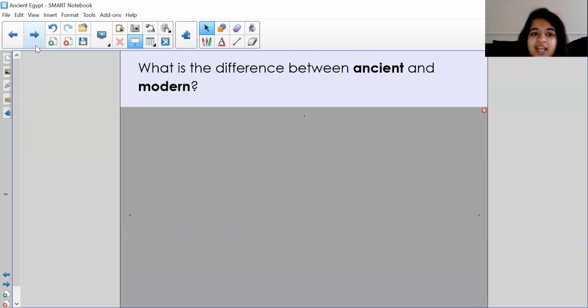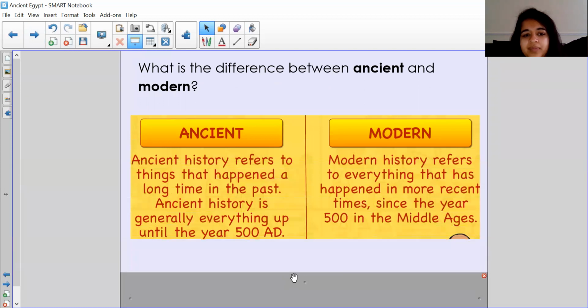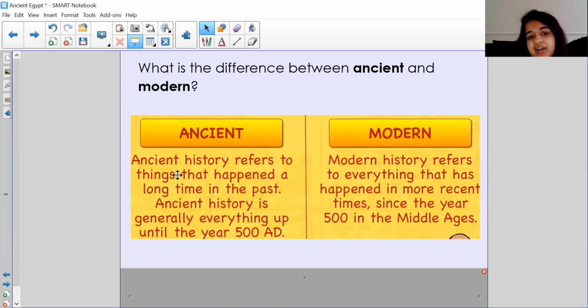The difference between ancient and modern. Okay, have a think about it. Well, ancient history refers to things that happened a long time in the past. Ancient history is generally everything up until the year 500 AD. Now, you might not know what this means, and that's what we're going to cover today.